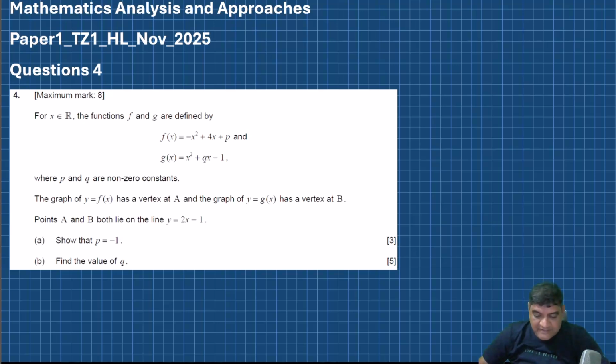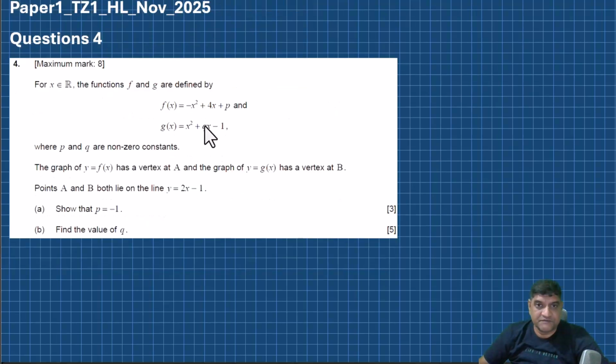Mathematics, Analysis and Approaches, Paper 1, Timezone 1, HL, November 2025, Question 4. In this question, we are given two quadratic equations: f of x equals minus x squared plus 4x plus p, and g of x equals x squared plus qx minus 1. The goal is to show that p is equal to -1 and then find a value for q.